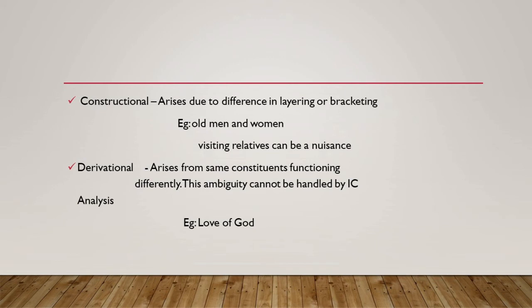Then you have constructional ambiguity. This arises due to difference in layering or bracketing. Like, I think I have discussed this sentence with you, old men and women. If we give a cut after old, it means both men and women are old, or if you have a cut after men, it means only men are old and not women. So both the meanings cannot be conveyed using a single IC analysis.